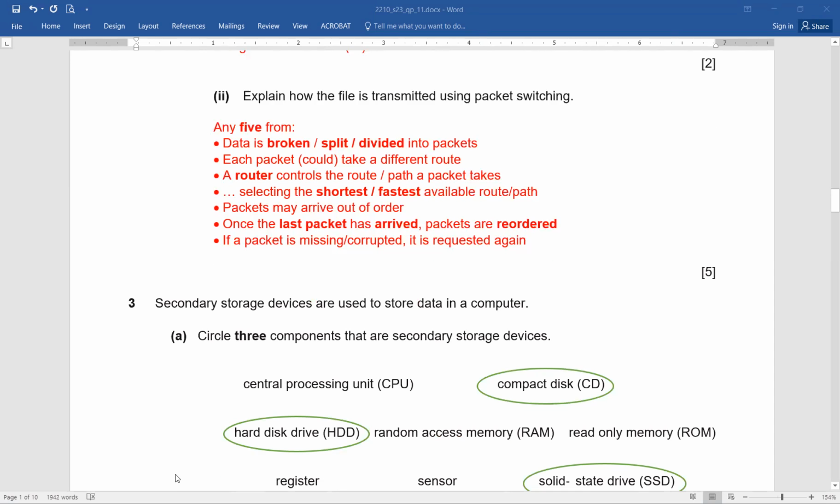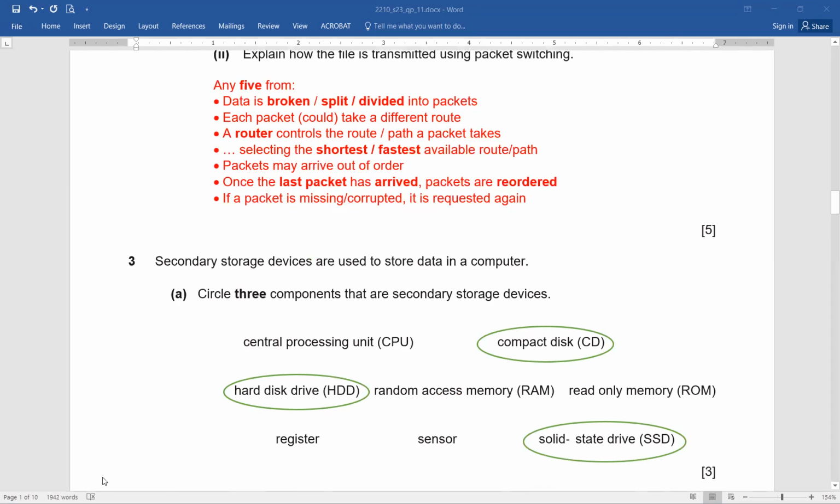Question number 3. Secondary storage devices are used to store data in a computer. Circle 3 components that are secondary storage devices. Totally, CPU is completely out of question. That's correct. The ones that are circled are compact disk or CD, hard disk drive or HDD, and solid state drive or SSD. Perfect. But why?